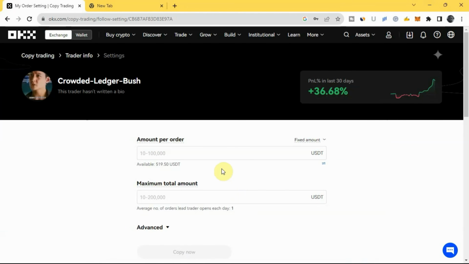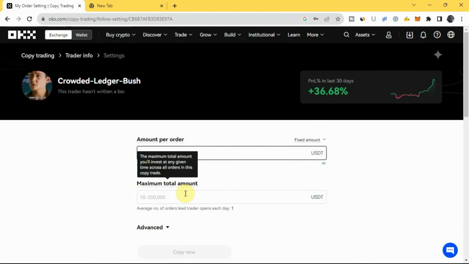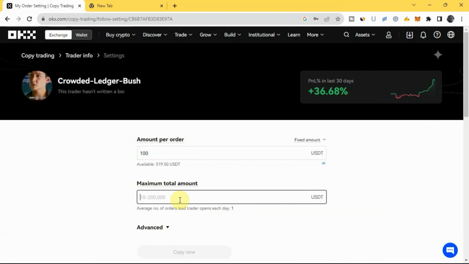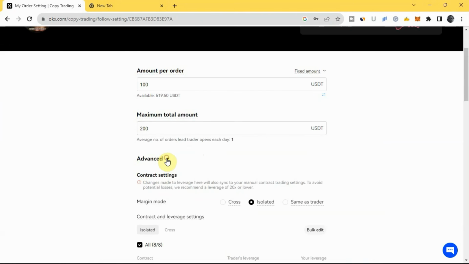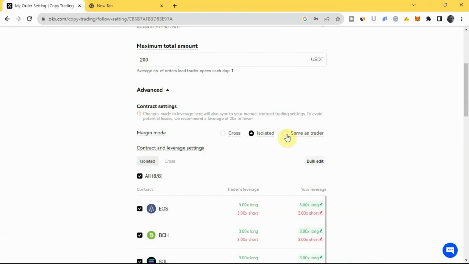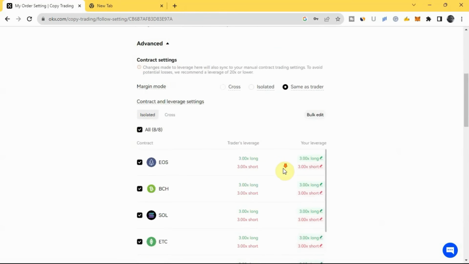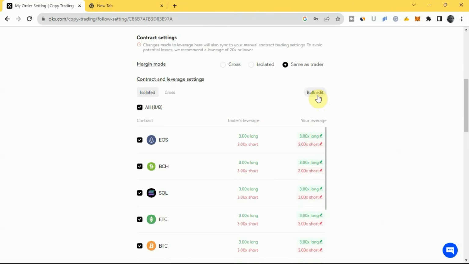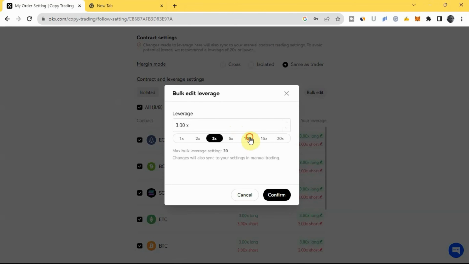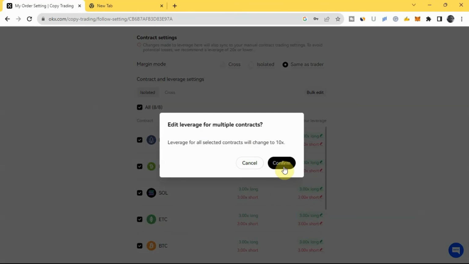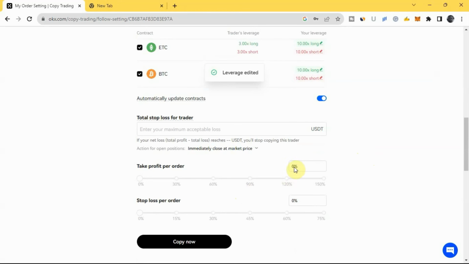So the next thing again, just like we did in the previous one, is to enter the amount per order or the amount per position. For this one, I will enter $100. And then for maximum total amount, I'll put in $200. So $200 is the highest amount I want to use to follow this trader. And then you can see where it says advanced also. So you come right here, I'll pick same as trader for the margin mode. And then after that, for the leverage, I'll come right here and change it to 10x leverage again. So I'll change the 10x leverage and confirm. And then for the take profit also, I'll change it to, let me put this one as 30%.